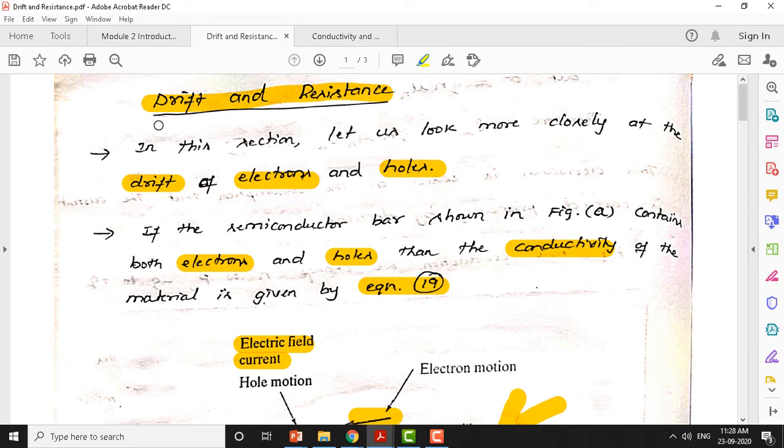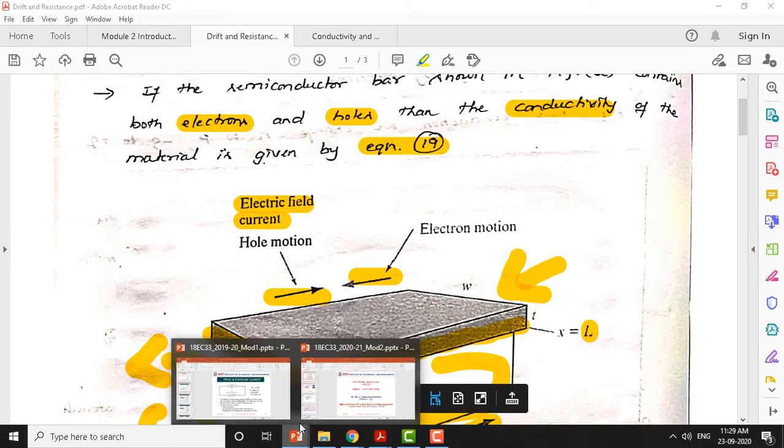Drift is basically current that flows due to the application of an external force. Since we are dealing with semiconductor devices, we need to analyze the drift of both electrons as well as holes. And the resistance expression remains the same as the expression we have seen for a conductor: R is equal to rho L by A. So that is applicable even for semiconductors.